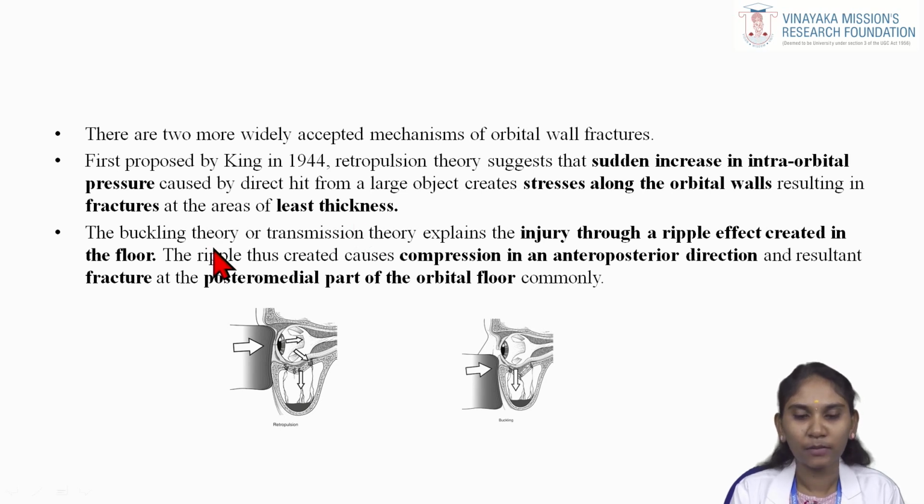Moving on to the buckling theory, this theory explains the injury through a ripple effect created in the floor of the orbit. The ripple thus created causes compression in the anterior-posterior direction and the resultant fracture at the posterior middle part of the orbital floor.